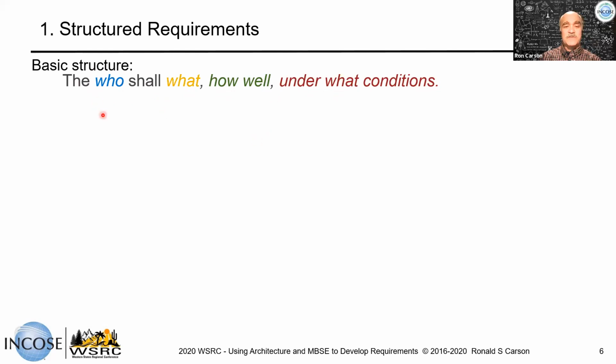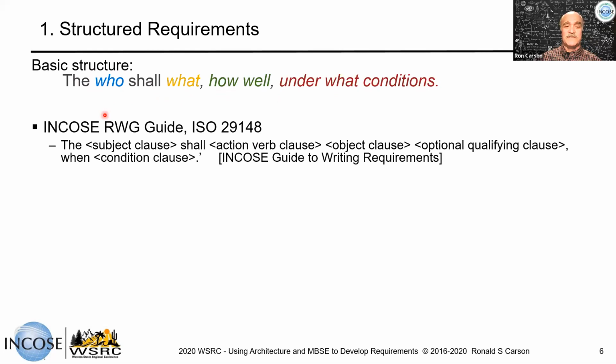This structure is partially captured in the INCOSE Guide to Writing Requirements and the associated ISO 29148, where they have this form: the subject, shall, action, verb clause, object clause, optional qualifying clause, when, condition clause.